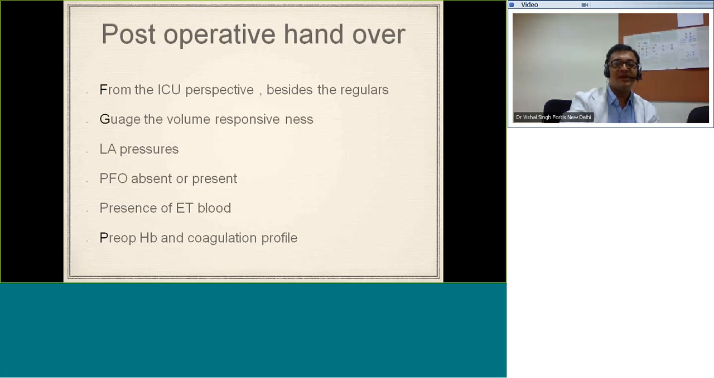Now, if there is a presence of endotracheal blood, that could be a sign of either a preoperative infective component which has been there, or it can be the site of the beginning of a reperfusion injury. So that information is important.